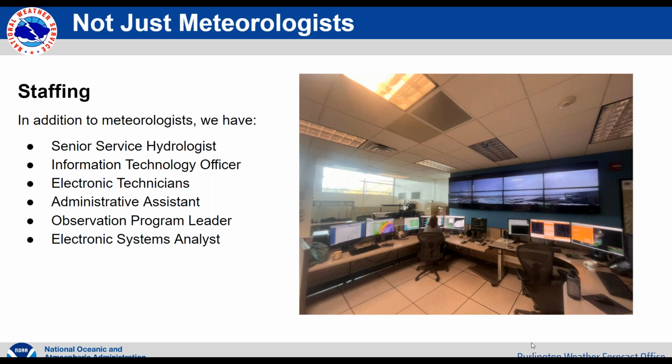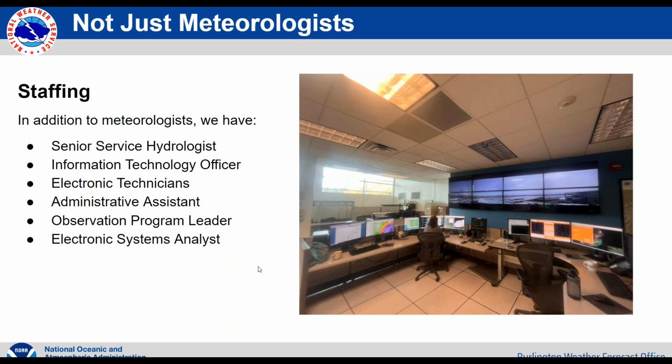So they are responsible for maintaining the integrity of our systems and what's coming in locally, making sure that all of us on the floor have data to work with and that all of that data gets out to you. Electronic technicians are responsible for all of the different pieces of equipment that we have across northern New York and Vermont. They are almost out every single day taking care of the different weather stations that we have across the region and making sure our NOAA weather radio is working. And the administrative assistant, without who our office would not be able to function.